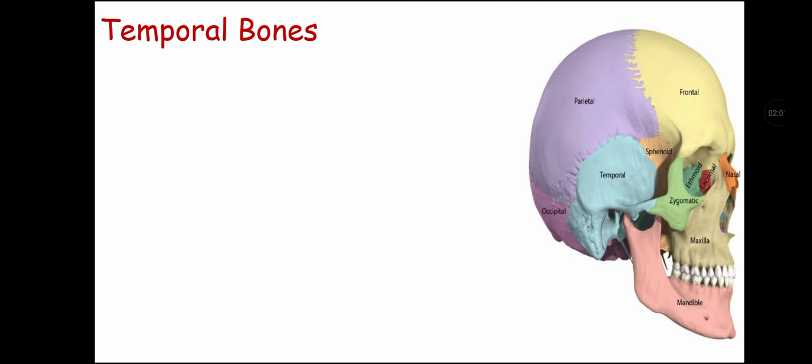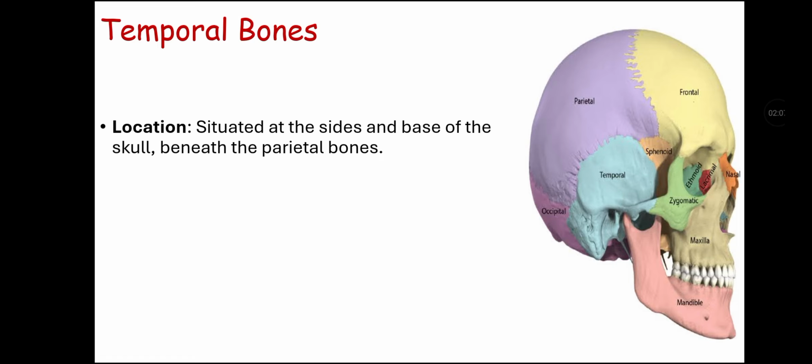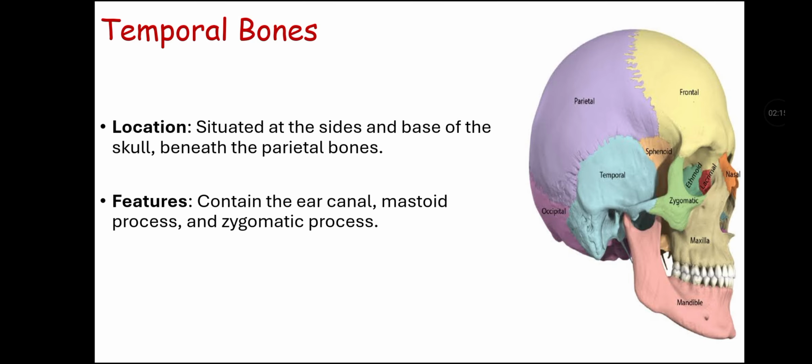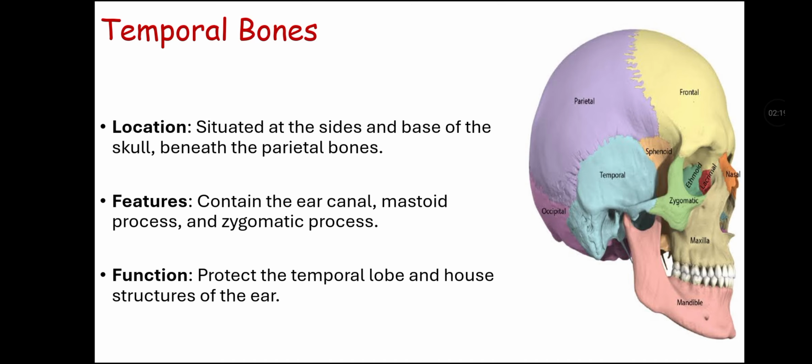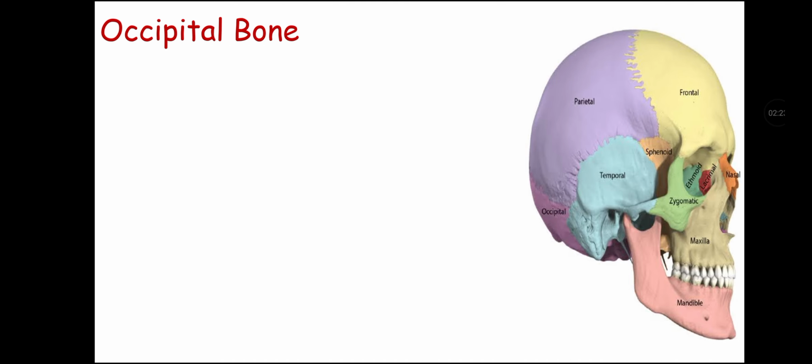Third bone is temporal bone. As you can see here in diagram, the blue color bone just below the parietal bone is temporal bone. It is also pair bone, that means there will be 2 temporal bone in every skull. It is situated at the sides and base of skull beneath the parietal bone. It contains the ear canal, mastoid process and zygomatic process. It protects the temporal lobe and houses structures of the ear.